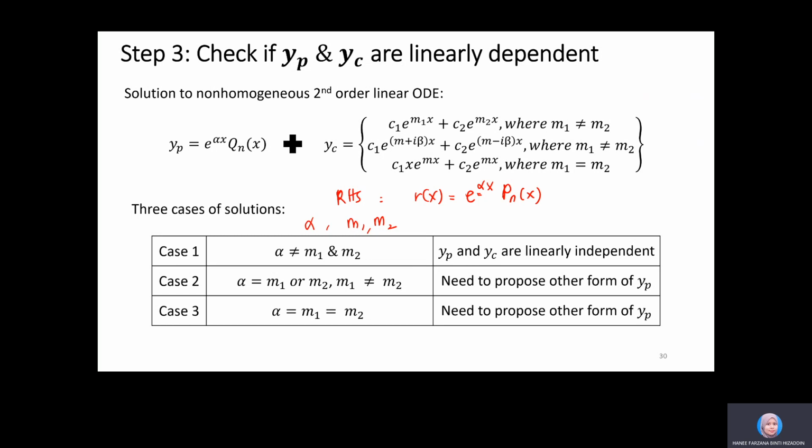M1 and M2 are what you get when you solve for the homogeneous part, when you do the characteristic or auxiliary equation just now. If your value of alpha is not the same as M1 and M2, then you can be sure that your yp and yc are linearly independent. However, if your alpha is equal to either M1 or M2, and M1 is not equal to M2, then you need to propose another form of yp such that it's not linearly dependent to any one of these M. And number 3, let's say your M is a repeated real root, so M1 equals M2, and it so happens that your alpha is also equal to M1 and M2, then you need to also propose another form of yp.